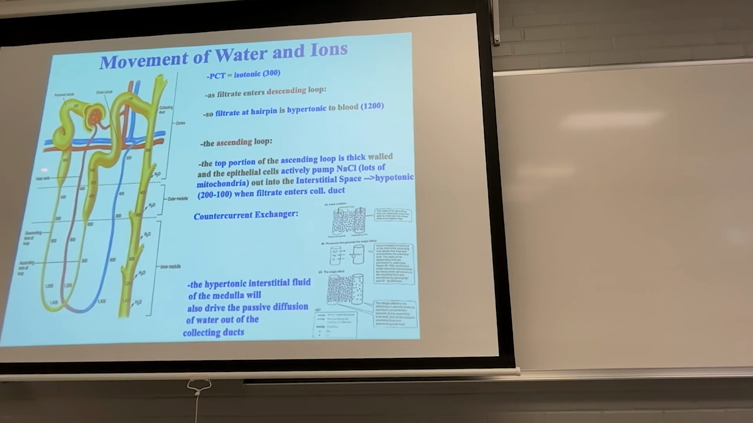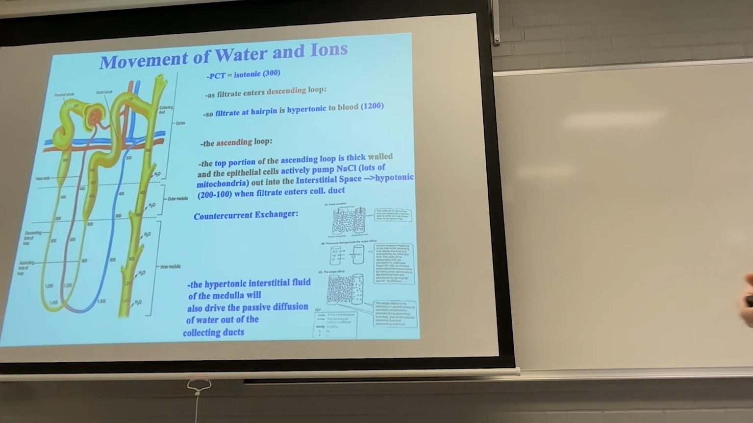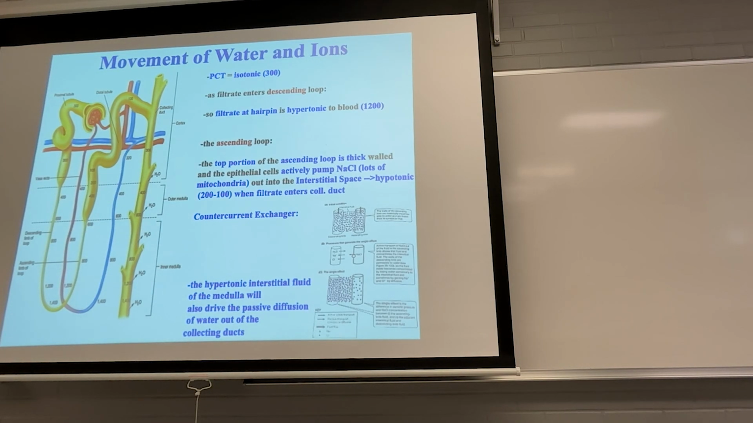So remember, the descending limb is permeable to water only, not to sodium chloride. And so that's why your numbers go up from 300, 400, 600, 800 to 1400, right? So you're concentrating the filtrate by losing some water. What drives the water out is that hypertonic environment.